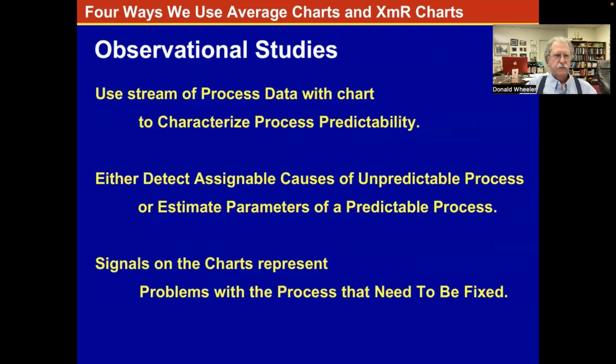Observational studies. We use the stream of process data with a chart to characterize process predictability. We either detect assignable causes of unpredictable processes, or we estimate the parameters of a predictable process. But with an observational study, signals on the process behavior chart represent problems for the process that need to be fixed.